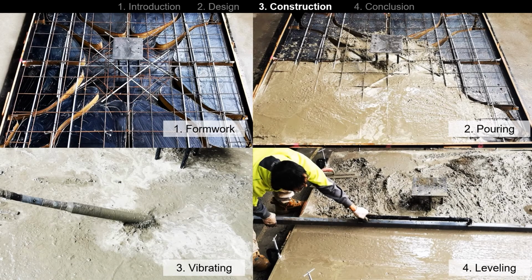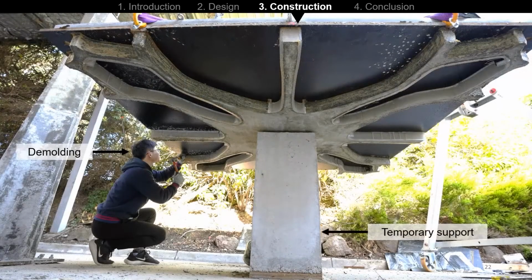After the formworks and reinforcement were settled, industrial grease was applied to the formworks, which can protect them from sticking during demolding. Then the concrete was poured, vibrated, and leveled, as shown in the photos. After 2 weeks, the concrete had gained sufficient strength. The formworks can then be easily demolded.